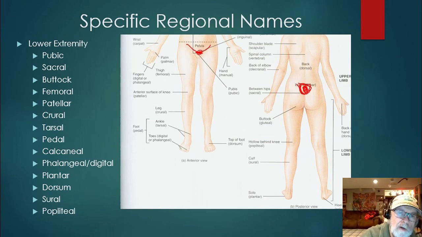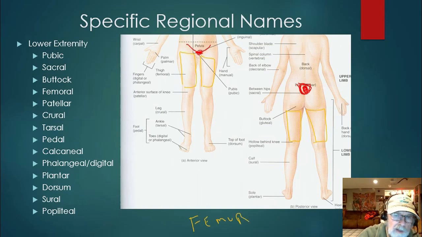Femoral. Femoral is the thigh. This area in here is called the femoral region, both front and back. The reason is that the bone that sits in there is the femur. The femur is the largest single bone in the body. That's called the femur, and that's called the femoral region. Okay. Let me get rid of those. Let's get rid of the femur, the pubis, the sacrum and stuff like that.